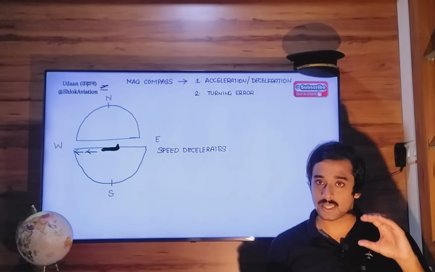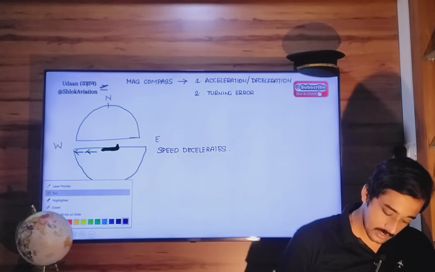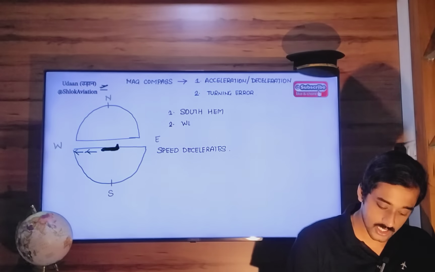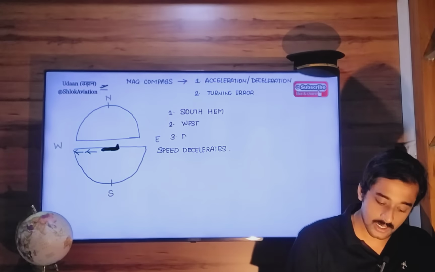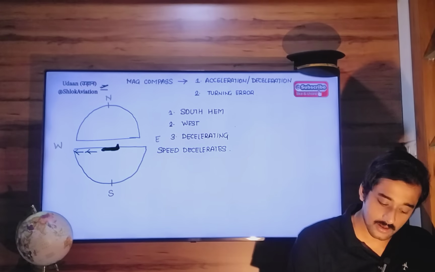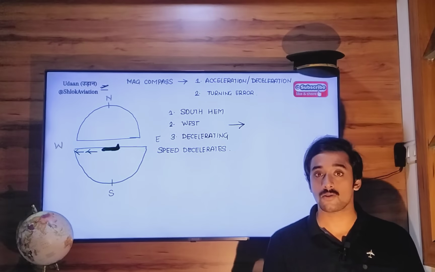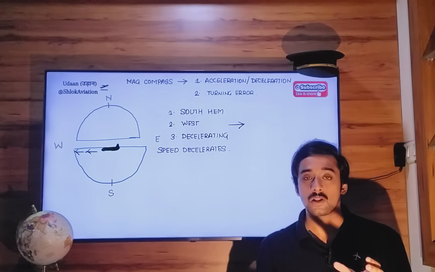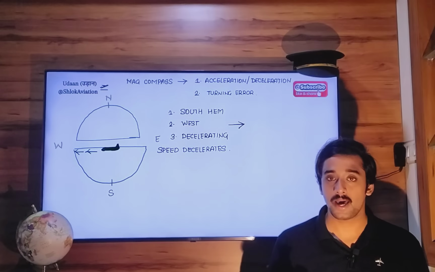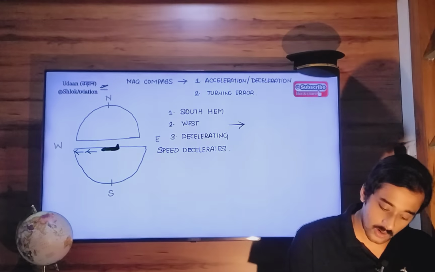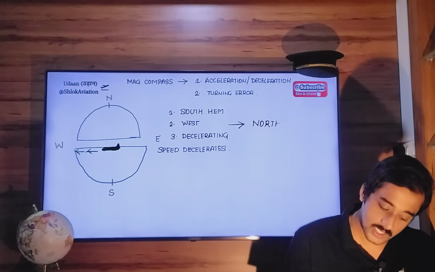Now what happens? You are in the southern hemisphere. Condition number one, you are in the southern hemisphere. Condition number two, you are flying in a westerly direction. Condition number three, you are decelerating. So what will be the final output? When you are decelerating in the southern hemisphere on a westerly heading, the magnetic compass will wrongly show an apparent turn. Apparent turn means false turn. It's not the real turn, but a false turn towards the north, towards the north pole.